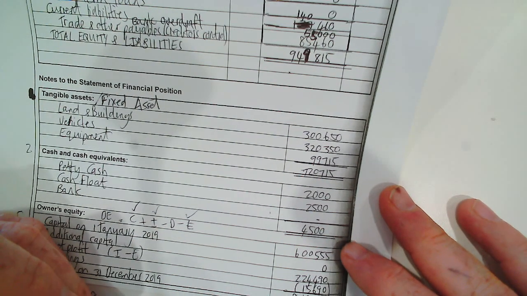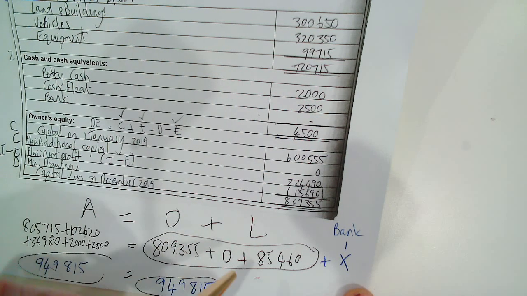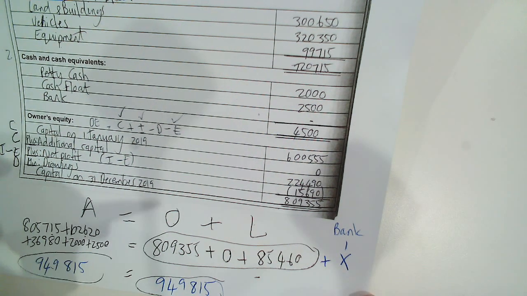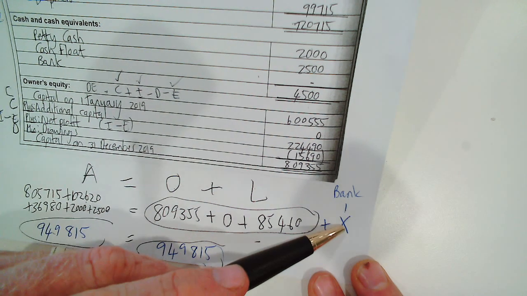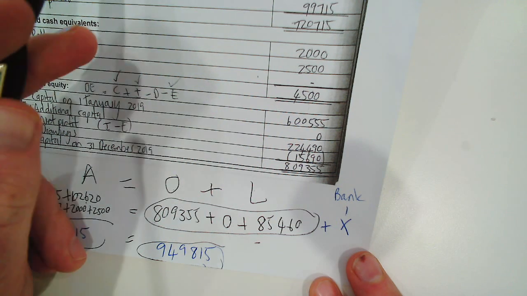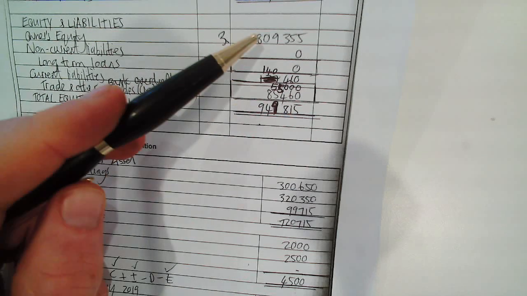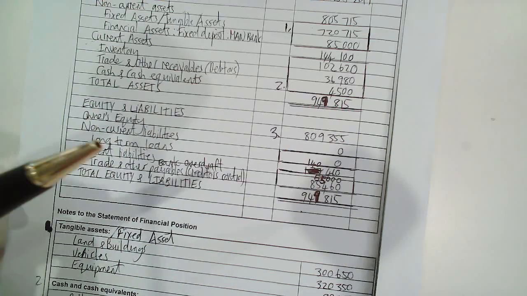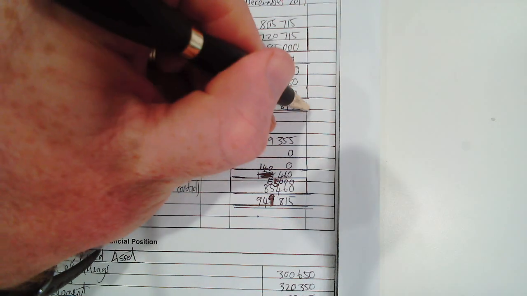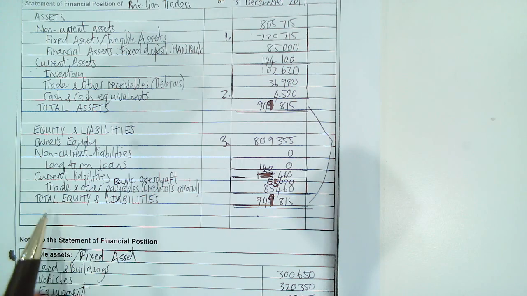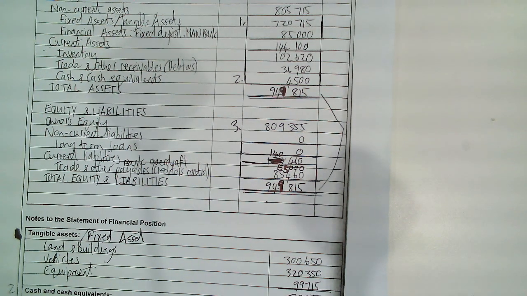On this side we've got these three numbers and these three numbers over here, and then I will make bank X. Okay, all these plus X will give me the 949,815, and then X will be the bank overdraft of 55,000, which I will put under current liabilities. If I add all of them together, I get 949,815. So the accounting equation is correct. Assets is equal to owner's equity and liabilities. Okay, so that's all for activity number 36.